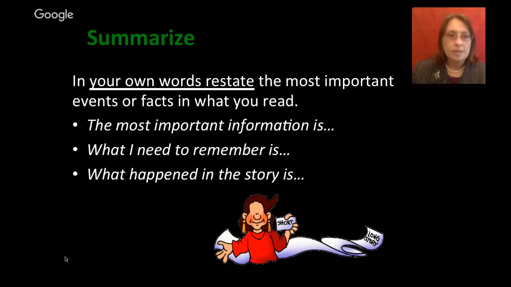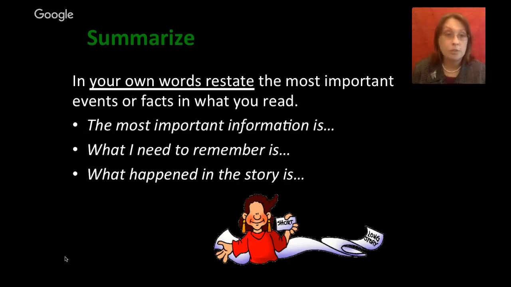Summarize. This is where, in your own words, you restate the most important events or facts in what you read. And this is an important skill. If you can't summarize what you've read, that means you didn't understand it enough, and you might need to go back and reread or read slower or figure out where you got confused. And that would be where you'd need to clarify.